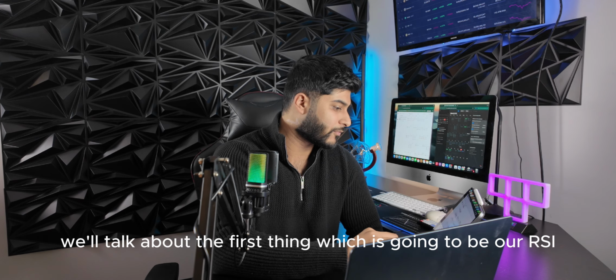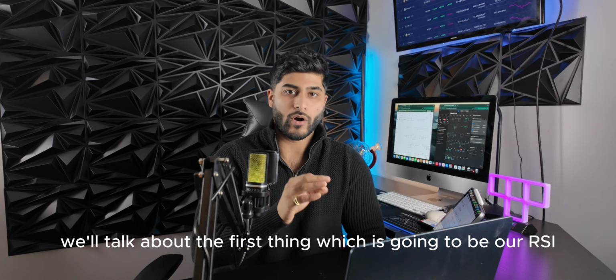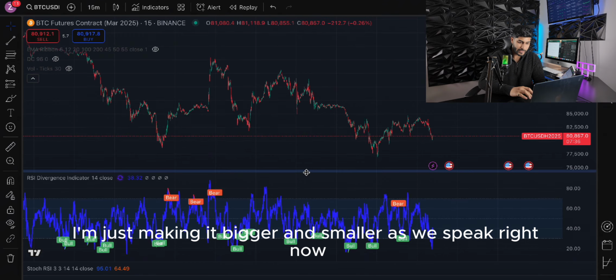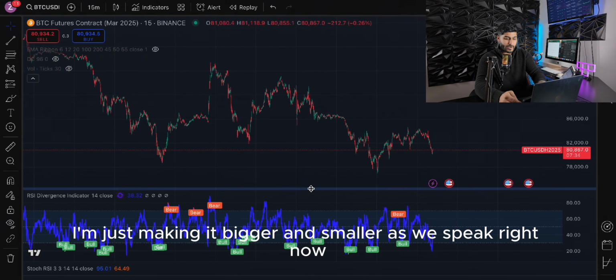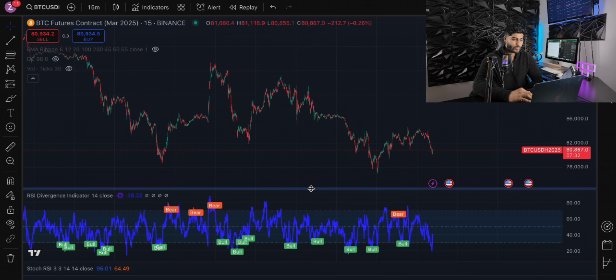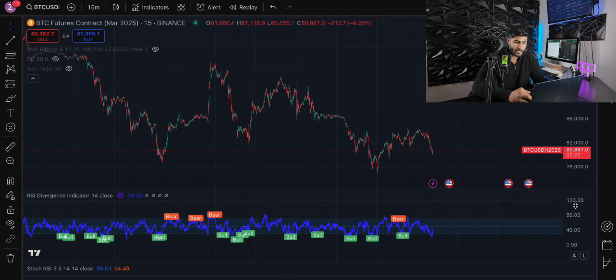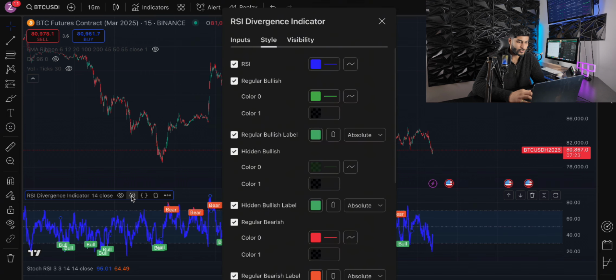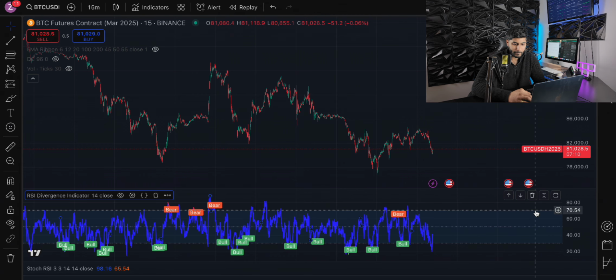All right, we'll talk about the first thing, which is going to be our RSI, the Relative Strength Index. The Relative Strength Index is right over here. I'm just making it bigger and smaller as we speak right now. And basically what it is, it's an oscillator from 0 to 100, okay? And I have my settings set to 70, 30 as my overbought and oversold, and then I have neutral at 50.